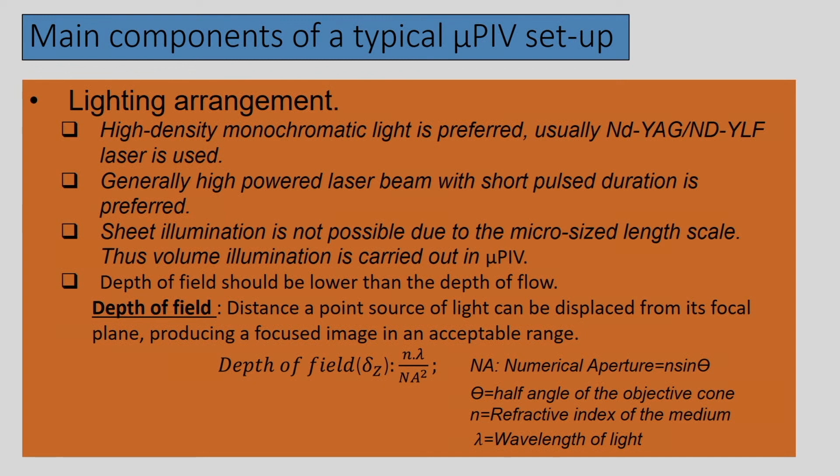That is very important. The distance of a point source of light can be displaced from its focal plane, producing a focused range in an acceptable range. To explain this, what is the meaning of this? The depth of field should be lower than the depth of flow. If the depth of field is larger than the depth of flow, what will happen? That is what I was explaining, again I am telling.